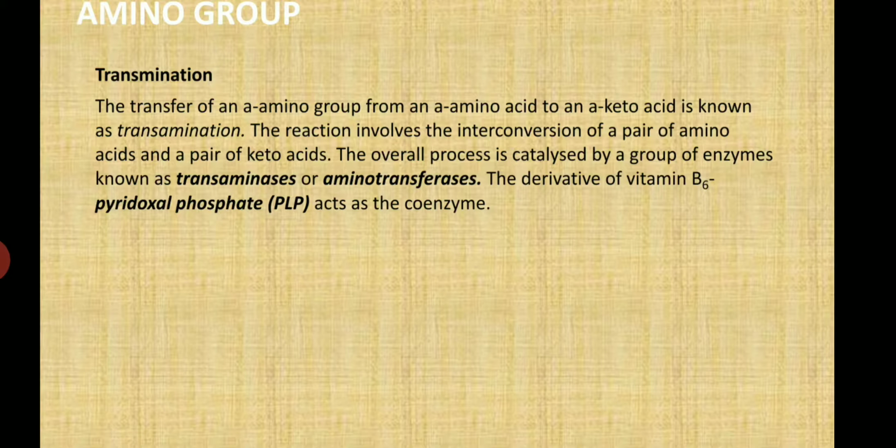Thus, there is interconversion of a pair of amino acids and a pair of keto acids. So, the transfer of an amino group from one amino acid to another keto acid is known as transamination. The reaction involves interconversion of a pair of amino acids and a pair of keto acids. The overall process is catalyzed by a group of enzymes known as transaminases or aminotransferases. The derivative of vitamin B6, that is pyridoxal phosphate, acts as coenzyme.